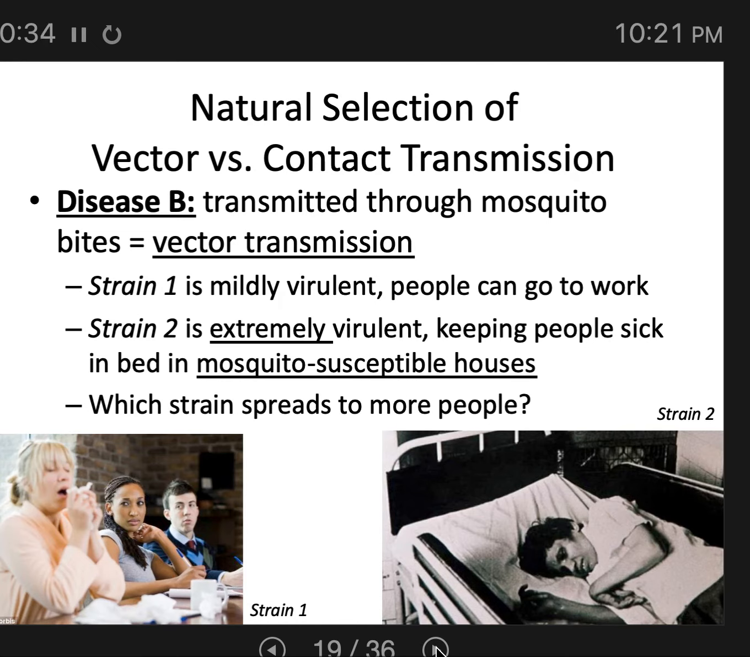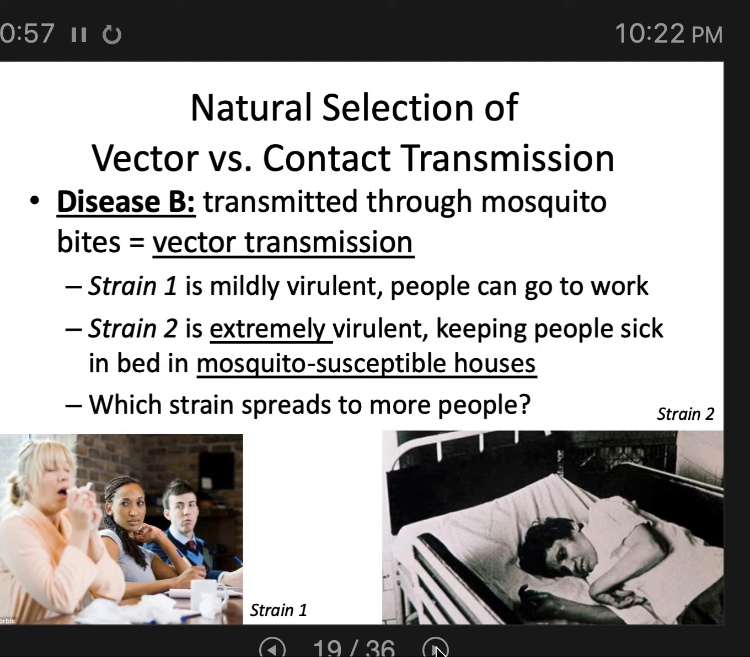Which of these strains spreads to more people? So strain 1, people are mildly ill. They can go out, go to work, go out and see their friends. Strain 2, people are sick in bed. But even when sick in bed, they don't have protection from mosquitoes, which is going to spread to more people.